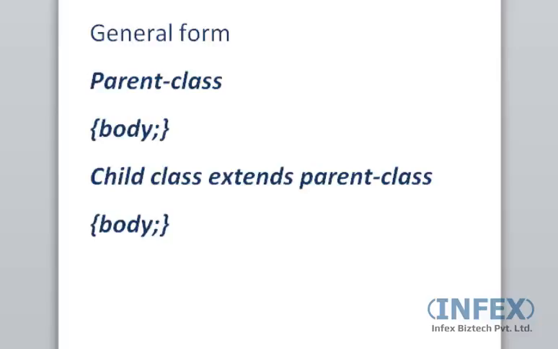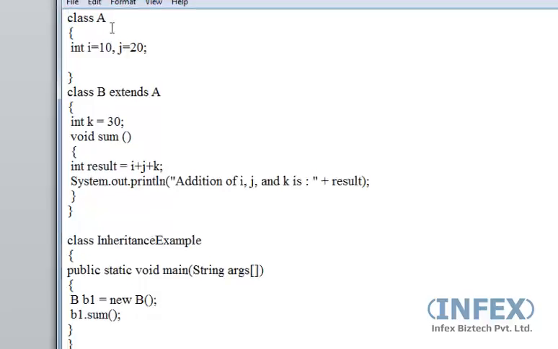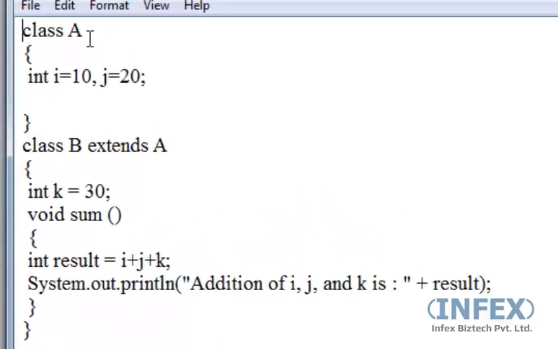Now let's take a look at the example of inheritance. Here the class name is A, which has instance variables i and j, and values are already assigned to them. Here class B extends A, which means A is superclass and B is subclass. In the method sum, we are going to use the variables i and j of the superclass. This is a very simple example of inheritance.